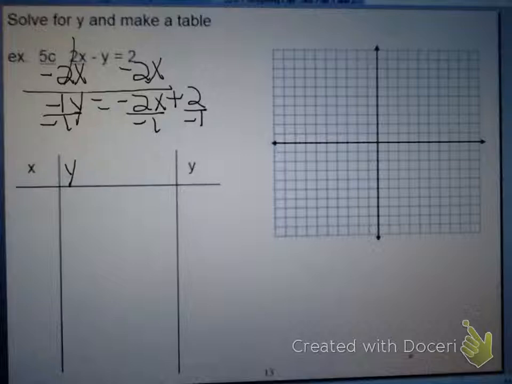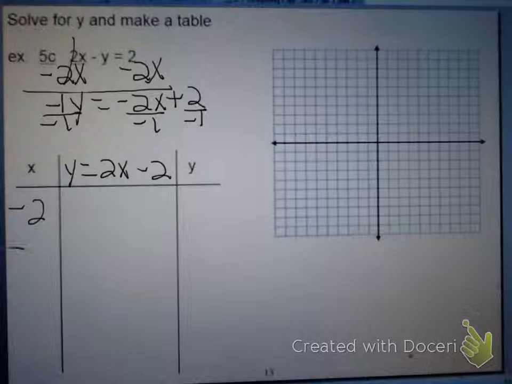When we divide everything by a negative 1, the shortcut is it changes the sign of every term. So it changes the negative 2x to a positive 2x. Changes a positive 2 to a negative 2. You could show the step, or you could do it in your head.